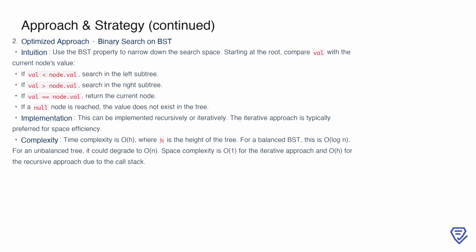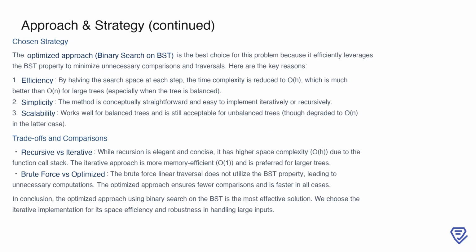In terms of space, the iterative version has a constant space complexity of O(1), while the recursive version requires O(h) space due to recursion. The optimized approach, which uses binary search on the BST, is the most effective strategy for this problem. By leveraging the binary search property, we can minimize unnecessary comparisons and traversals, making the search process highly efficient.